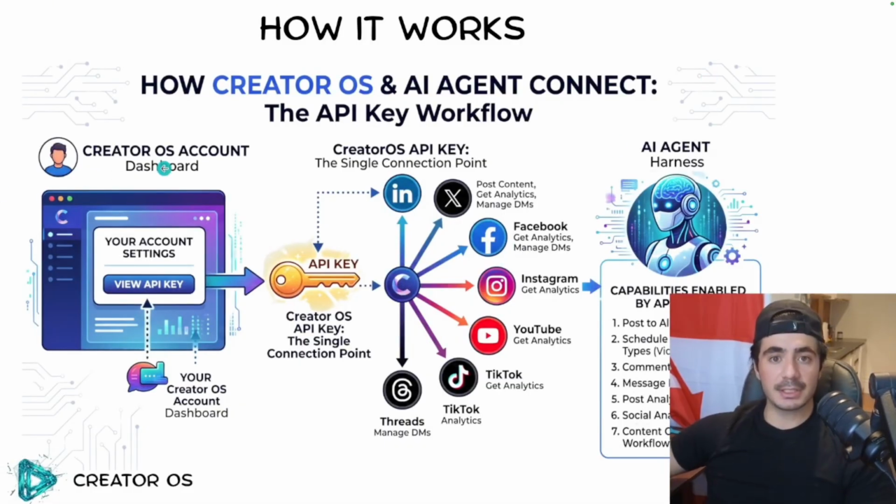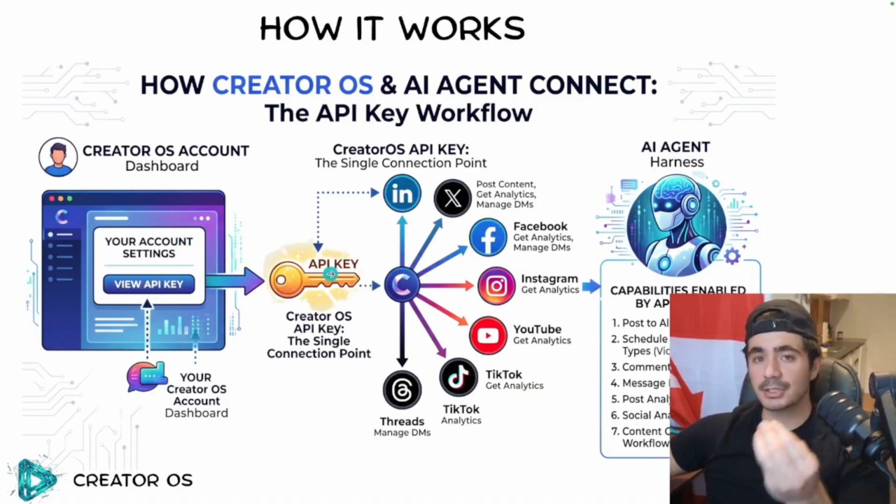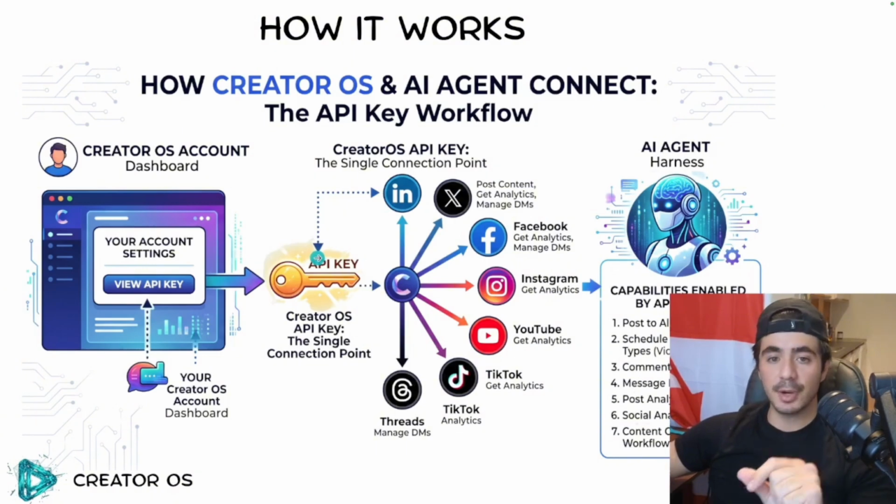Inside of your CreatorOS account, inside of your profile page, you have a settings dashboard. And inside of the settings dashboard is something called your API key. Your API key on CreatorOS is what represents all of the social accounts that you have connected. And so if you have a creator account, then you have one API key, and that one API key is connected to all of these socials that you can give to your AI agent.